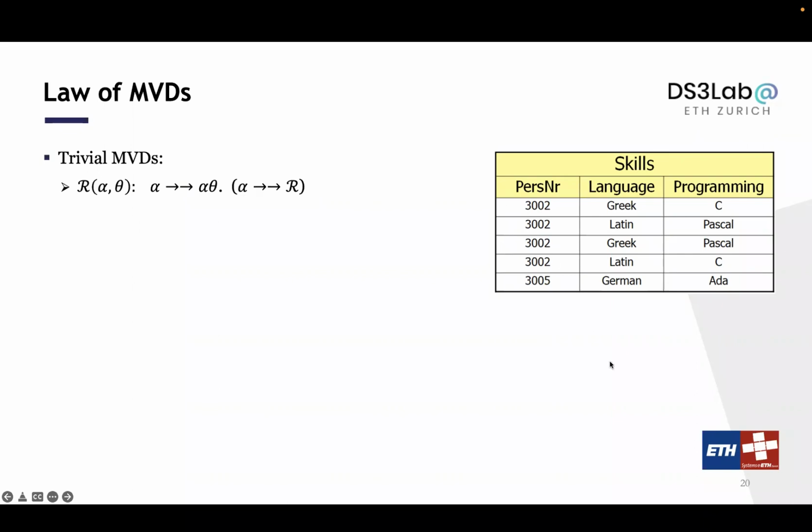So you have this trivial multivalued dependency from alpha to R. When we talk about something being trivial, this is what we mean. As you can see, this is also the same as what we have for functional dependencies. So how can we prove it? Let's think about that together.